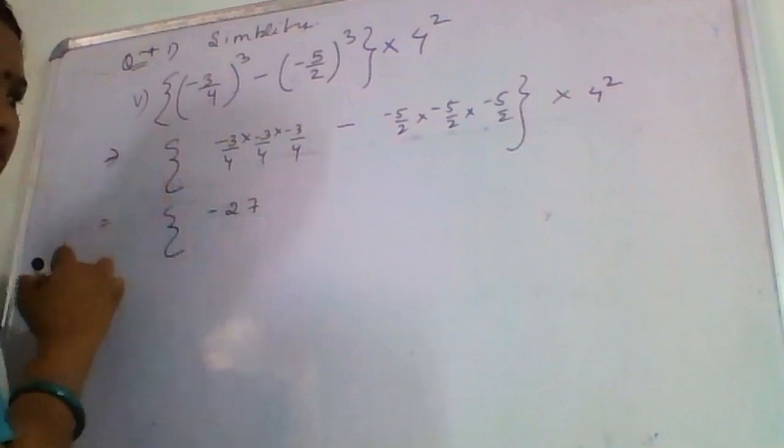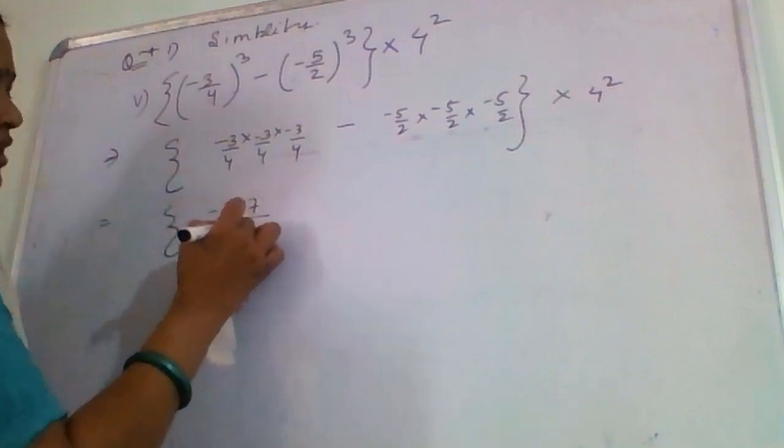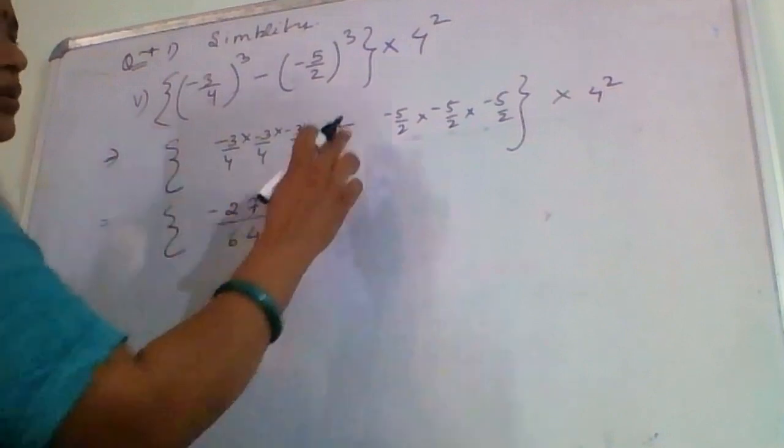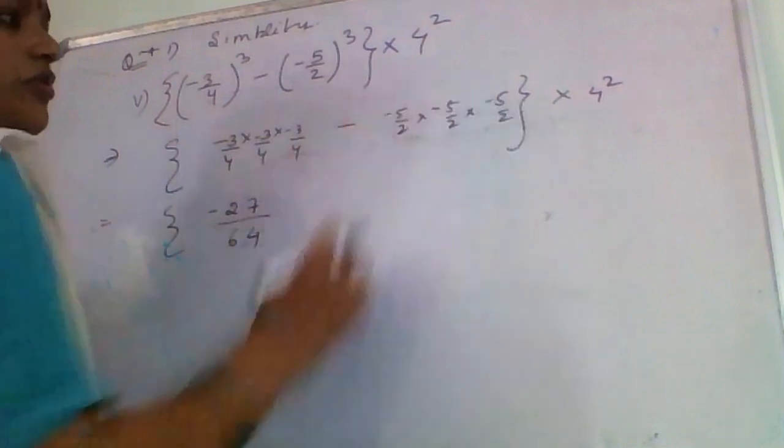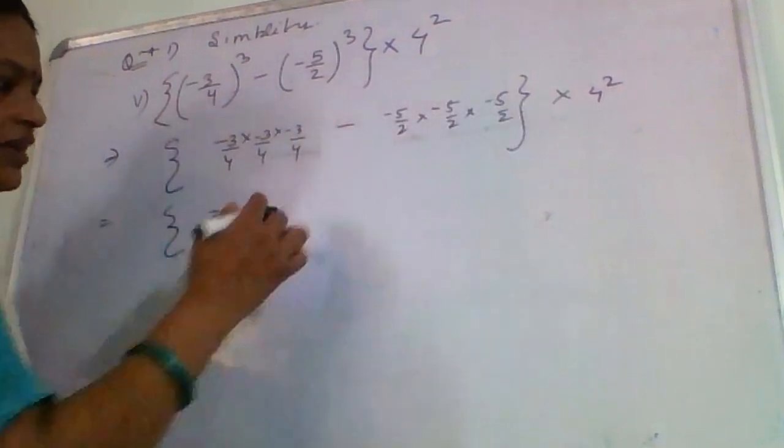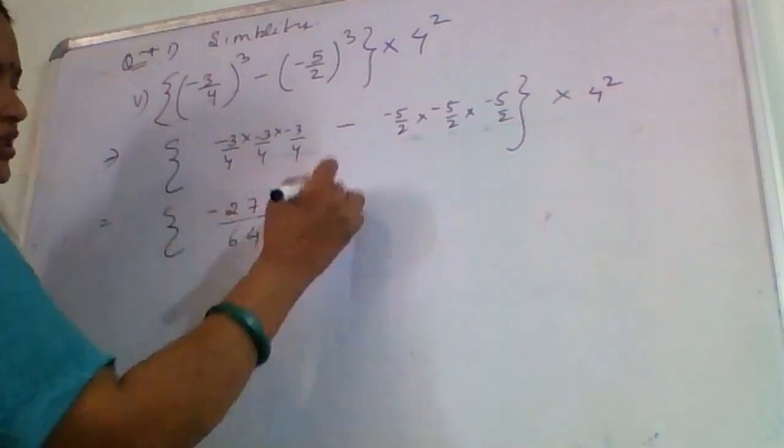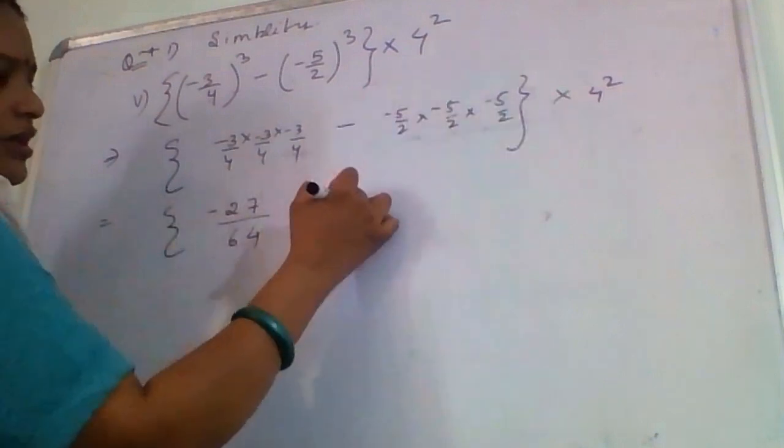So minus. And here 64. And what about here? 1, 2, 3, 4. Total 4 negative signs are there, so the sign will become positive. 5 5s are 25, 5 25s are 125.